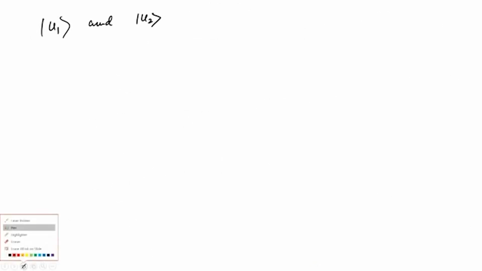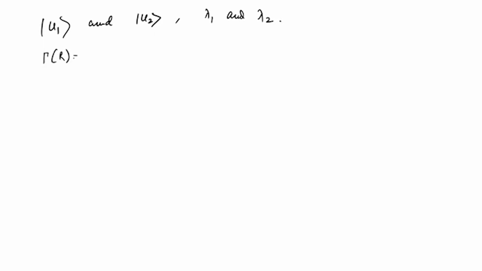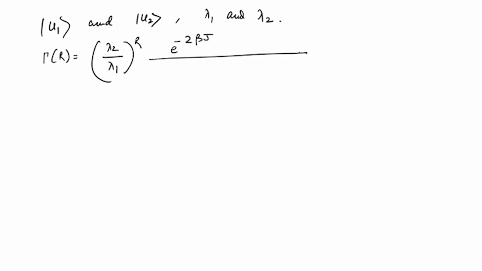All right. So, now we can calculate u1 and u2, and when we do that, we also need lambda 1 and lambda 2, and then the gamma r, which is the correlation function, comes out as lambda 2 by lambda 1 whole to the power r, e to the power minus 2 beta J, divided by e to the power 2 beta J sinh squared beta h, plus exponential minus 2 beta J.